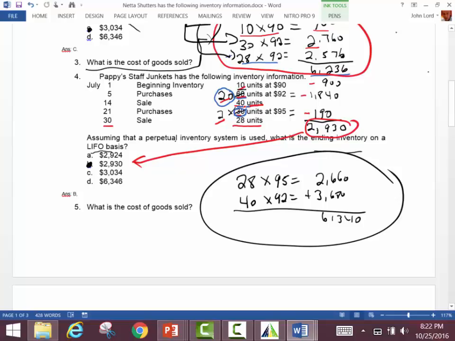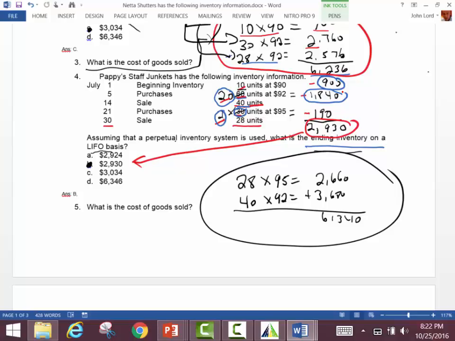Right? And so now there's only what? 2 of those left? And so since they're asking me ending inventory in this problem, it's what? It's the beginning inventory items, 10. They didn't sell any of those, presumably, under last in, first out, right? There's 20 of those 92 ones left, because after that purchase of 60, the only cost that was in there was that 40. When they sold them, they had to grab those 40, right? So there's 20 of those left.